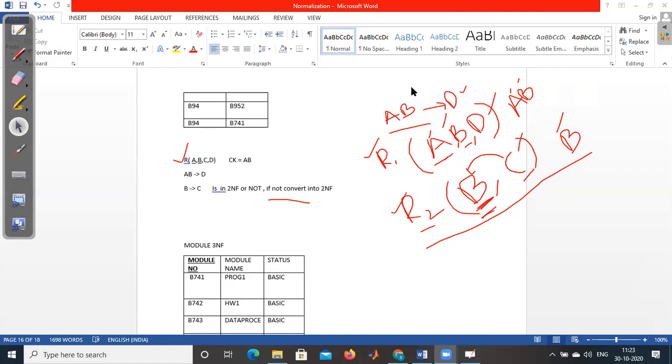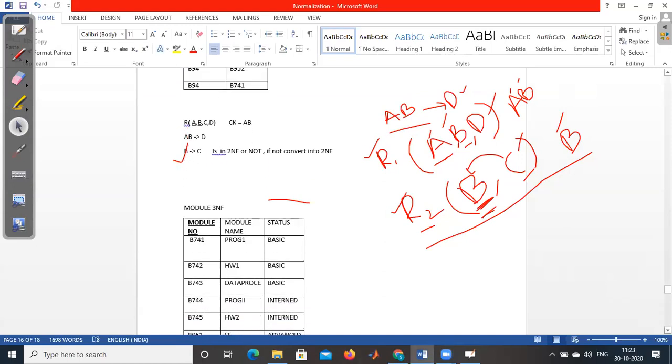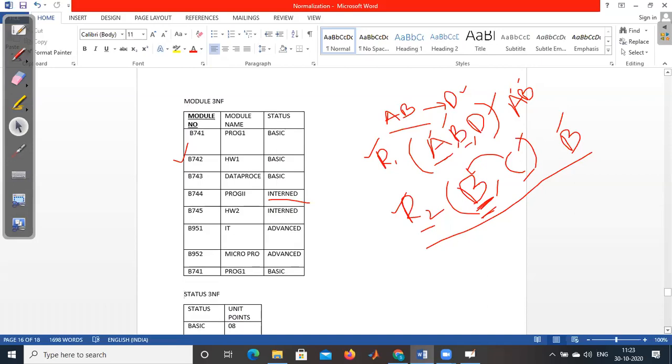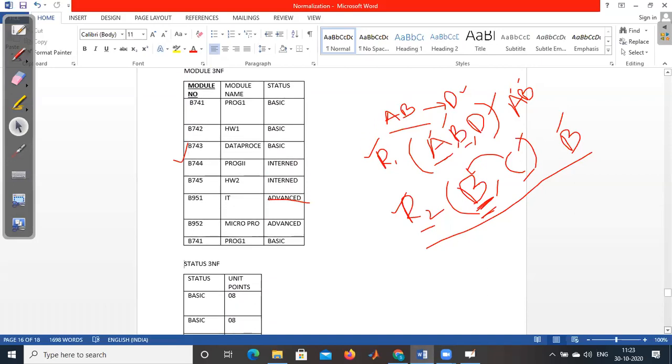Okay, next, now we move to the third normal form. Before going to the third normal form, we should know what we mean by third normal form. According to third normal form, the relation should be in the first normal form and in the second normal form, and there should not be any transitive dependency.